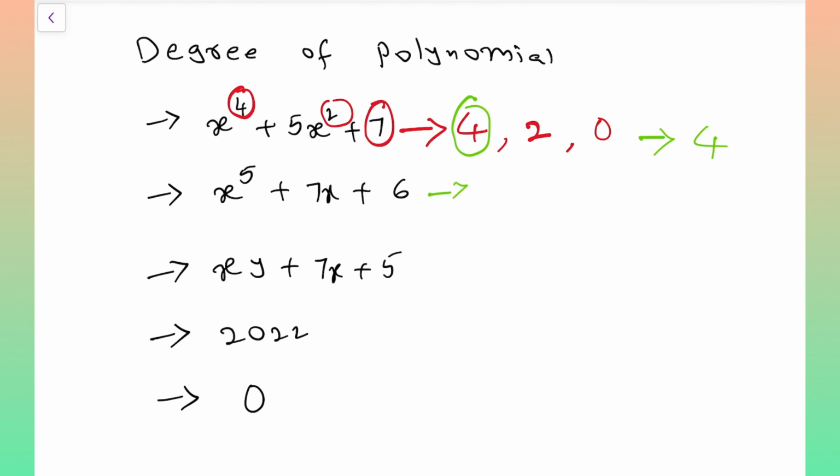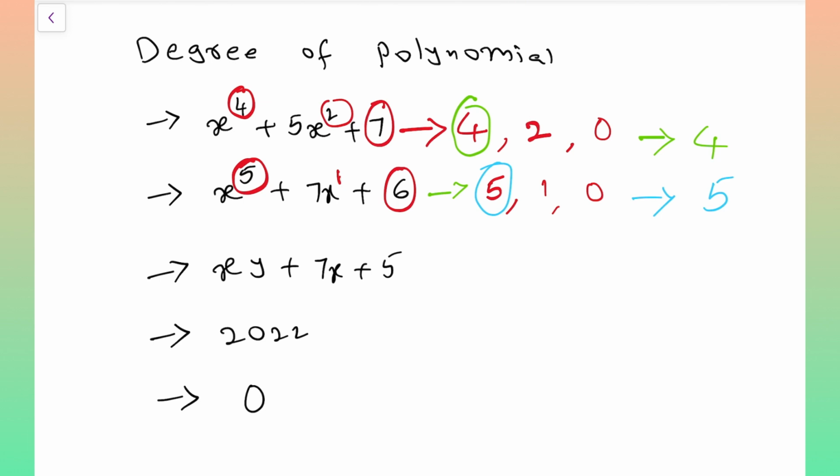Let us check second one. X power 5, here 5 is the power. Here for x nothing is there means 1, so 1 is the power. 6, that is constant, so 0 is the power. 5, 1, 0. In 5, 1 and 0, the biggest number is 5. So 5 will be the degree of it. Now if you observe these two clearly, in these two, one alphabet only is there, not two alphabets at all.